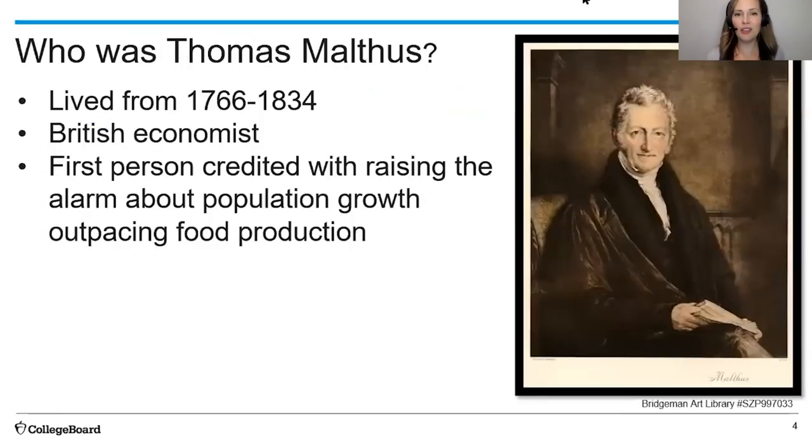Let's get to know this Malthus guy. He lived a long time ago, between 1766 and 1834, and he was a British economist. Now, why is he special? Well, we remember him today and we choose to talk about him in AP Human Geography because he's the first person credited with really starting to raise the alarm about population growth and the problems with outpacing food production.